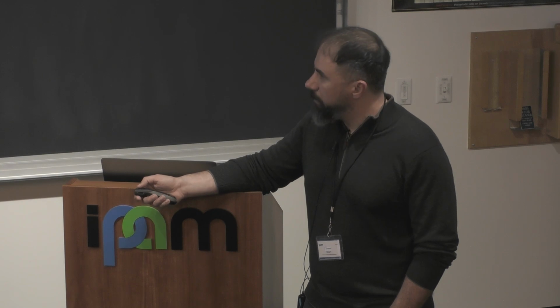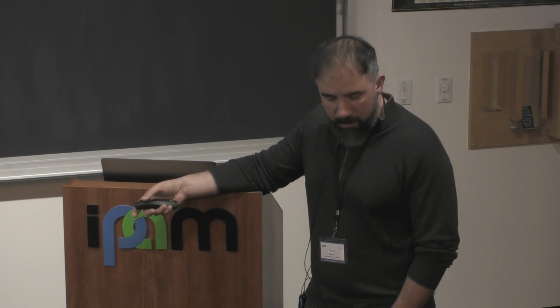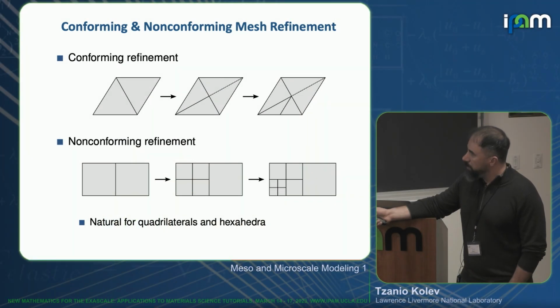There are two flavors of adaptive mesh refinement. A conforming one, that is natural for meshes with simplices. A non-conforming one, where you have degrees of freedom that are not real degrees of freedom. They should be constrained. That is natural for meshes with quadrilateral and hexahedral elements. In MFEM, we support both. We want to be general, so we support both simplex and tensor product meshes.